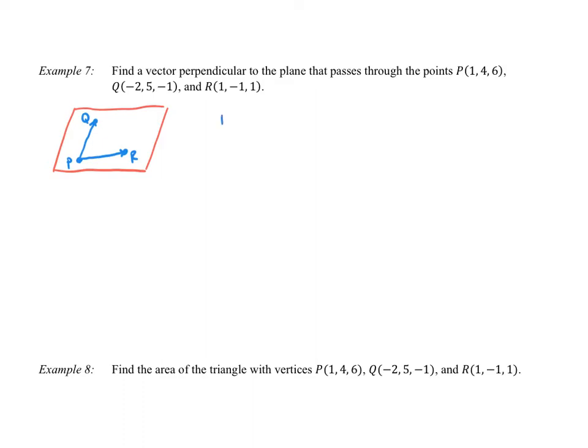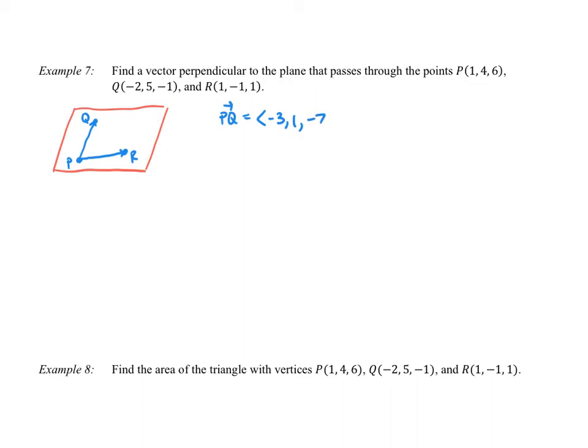So we're first going to calculate PQ, and we did this way back in the first couple sections of this chapter. Just as a quick review, you take the first component of Q, which is -2, and you subtract the first component of P, so we get -3. Then we take the next component, 5, and subtract 4 and get 1. And then we have -1 minus 6, so we have -7.